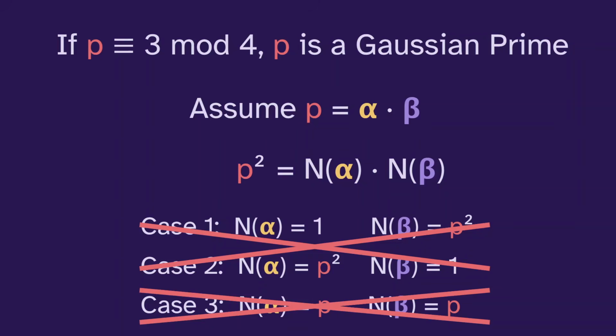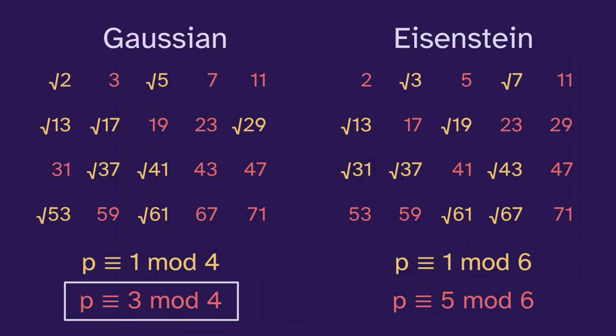So all 3 possibilities failed, which means that there is no way to factorize p without using a unit. And so p must be a Gaussian prime, and it falls on the circle with radius p. So now we understand why p being congruent to 3 mod 4 gives us a Gaussian prime.